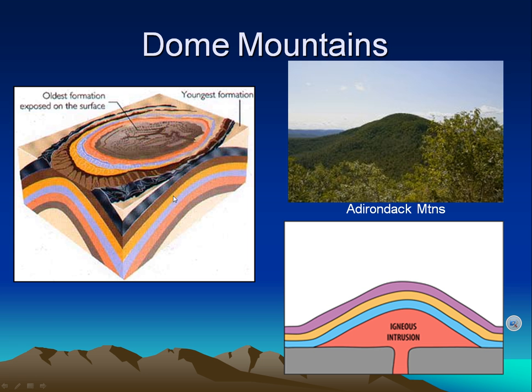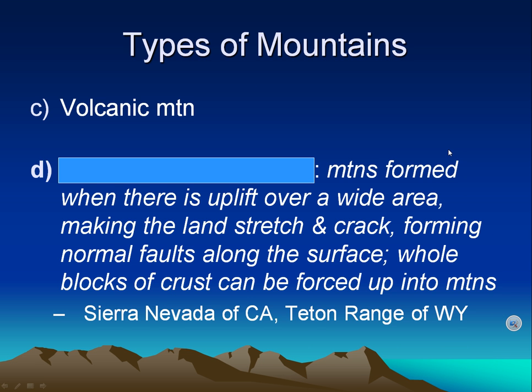Dome mountains, we've got a couple images here that show you how it forms. Igneous lava, magma, pushes its way up to the surface, and instead of breaking through, which would produce a volcano, it instead pushes the surface of the earth up, creating dome mountains, such as the Adirondacks.